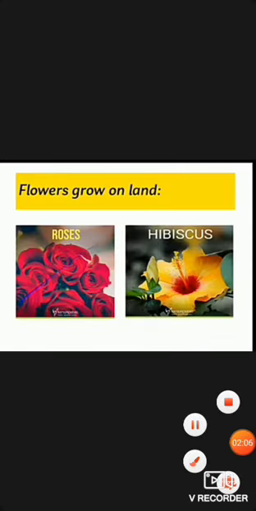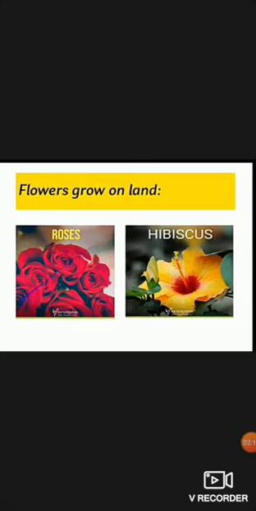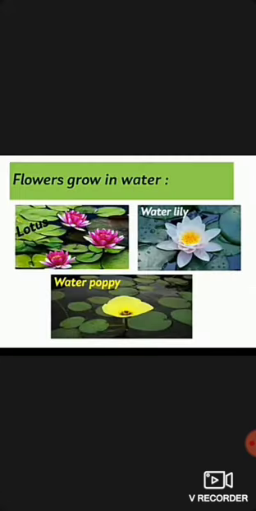Dear children, we can see flowers which grow on land and in water also. Some flowers which grow on land are roses, hibiscus, marigold, jasmine, etc. These are the flowers which grow on the land. We can see them on the lands. And some other flowers also grow in the water. Those flowers are lotus, water lily, water poppy and etc.